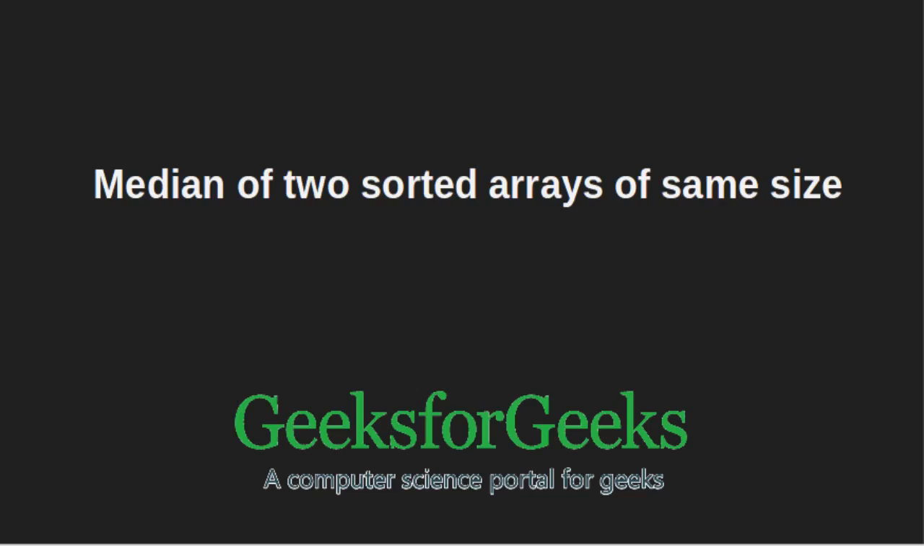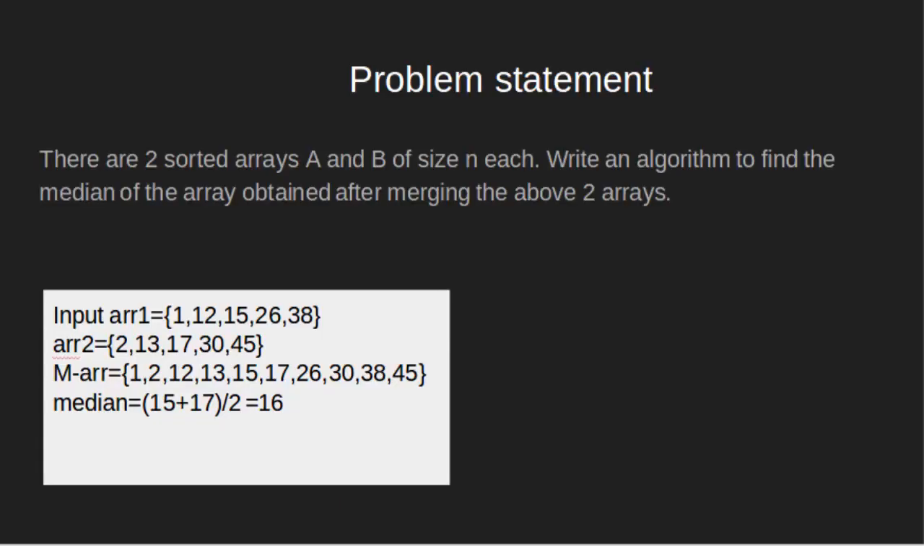Today we are going to learn how we can find the median of two sorted arrays of the same size. Problem statement: there are two sorted arrays A and B of size n each. Write an algorithm to find the median of the array obtained after merging the above two arrays, that is an array of length 2n. Since there are 2n elements, the median will be the average of the elements at index n minus 1 and n in the array obtained after merging array 1 and array 2.